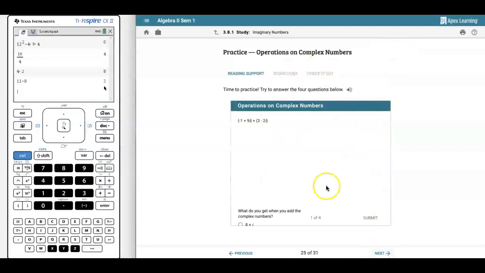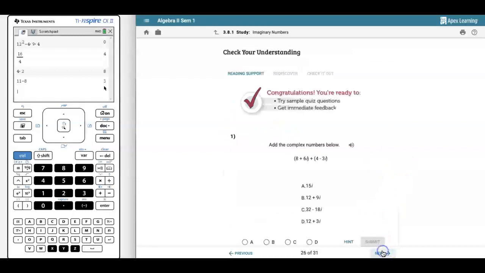So again, being able to do the operations on complex numbers, that's going to be an entire quiz in this section. So again, for this one, it's just simple addition. So you're going to add them straight. You're going to combine like terms and simplify from there.